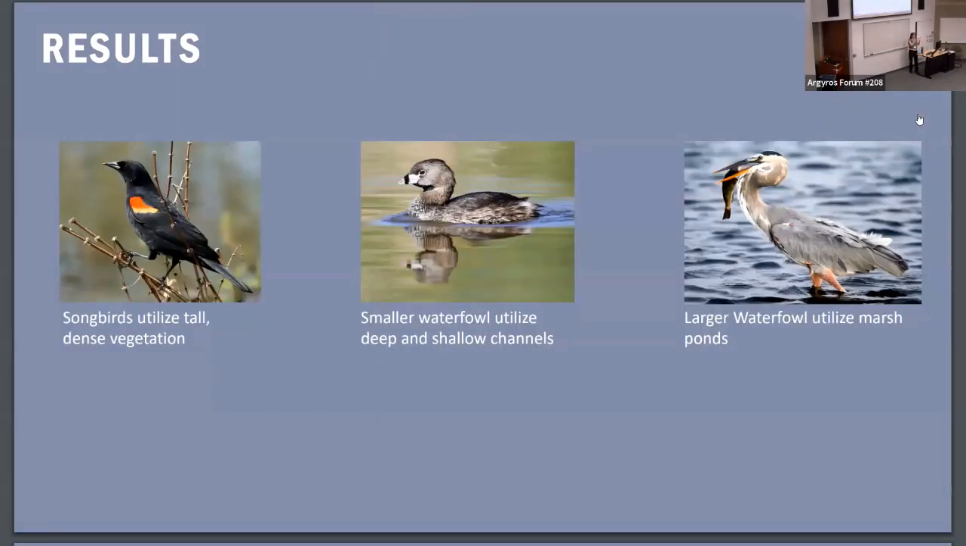So for my overall results of how birds actually utilize the space, we found that songbirds utilize tall, dense vegetation. Smaller waterfowl utilize deep and shallow channels, and larger waterfowl utilize marsh ponds. And bonus points if any of you can identify what each of these species are. If not, I can just tell you.